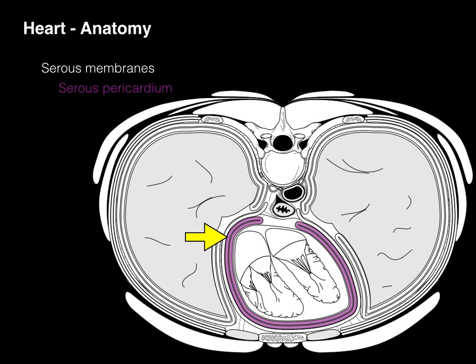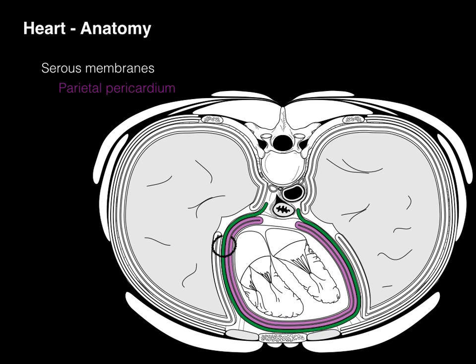Now in purple, there's our serous pericardium. The prefix peri means around. It's a two-layered serous membrane, has an outer parietal layer and an inner visceral layer. And so the parietal pericardium, outlined in black there, basically surrounds the heart.